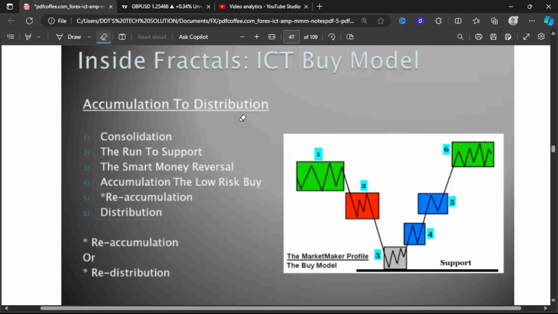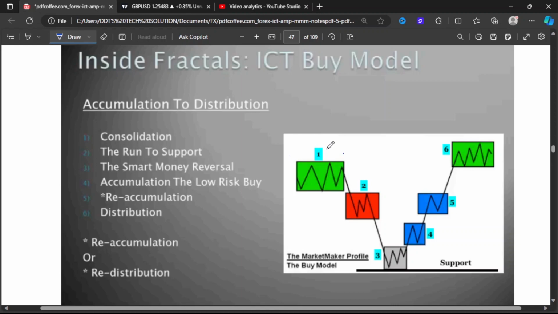Okay, so on the ICT we have what we call the accumulation and the profit release phase, as well as the distribution phase. So here we are looking at from accumulation phase to the distribution phase, and we're going to look at the consolidation. So this is the consolidation phase. I'll move to the chart so we can also know.